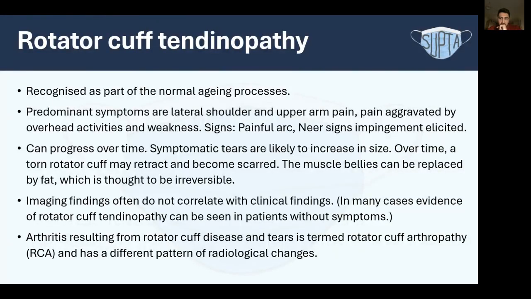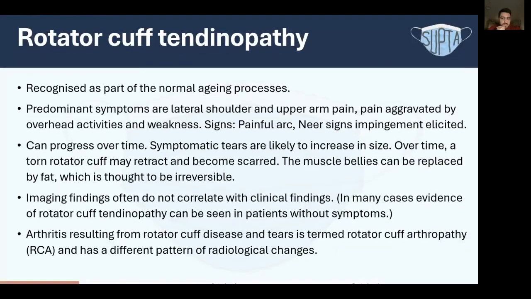Just to mention that the blood flow in the rotator cuff has been observed to decrease with age, and some parts of the rotator cuff, mainly around the insertion points, have been found to be hypovascular as we age, and that could explain why we might get rotator cuff tendinopathy.